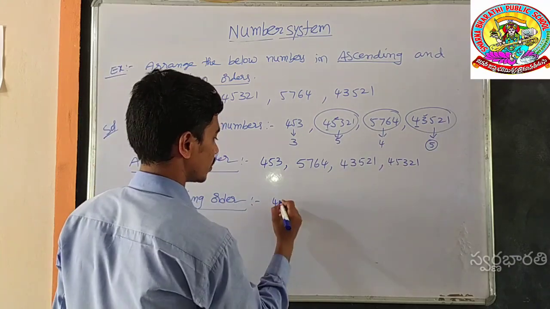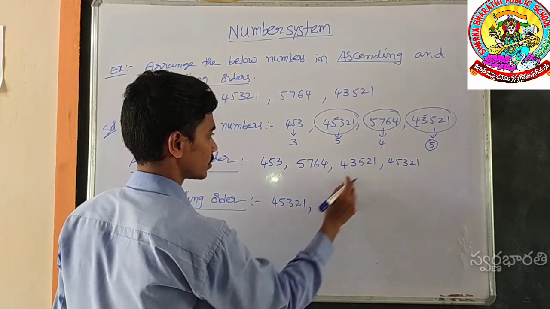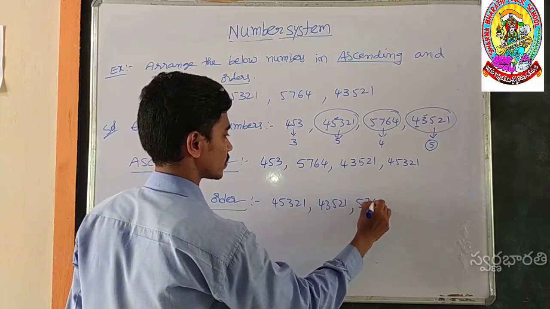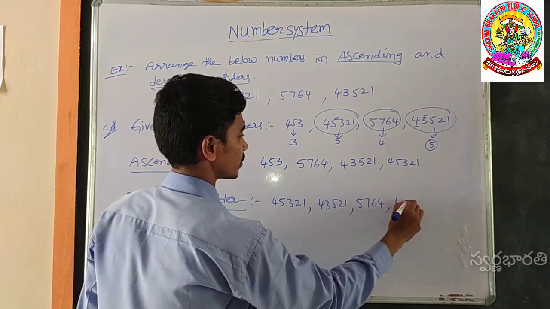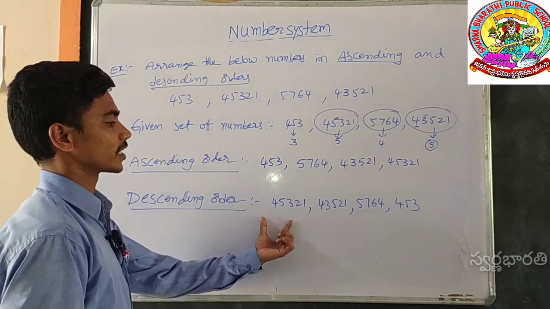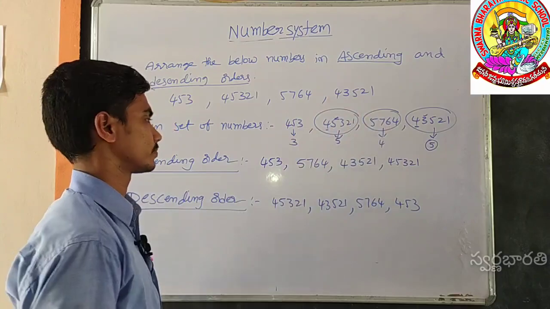This is the biggest number, 4 5 3 2 1. Next 4 3 5 2 1. Next 5 7 6 4. Next 4 5 3. This is the descending order, because here the numbers are arranged from biggest to smallest.